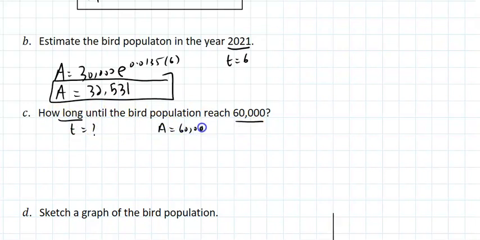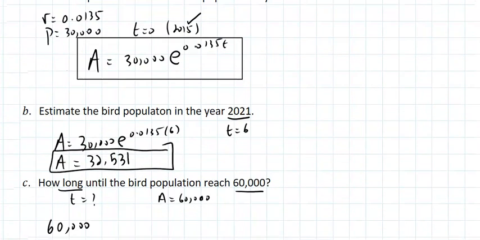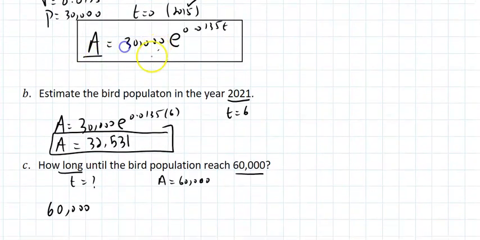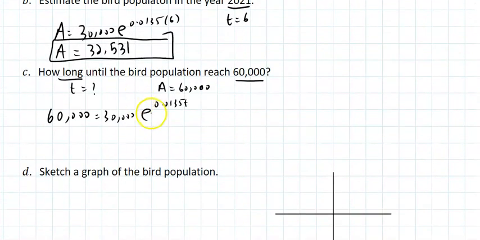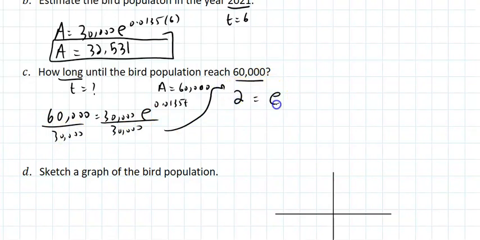Basically, they're looking for the doubling time. That's extremely important in applications. Replace A, again, the equation is right there. Replace this by 60,000 equals 30,000 e to the 0.0135t, and you're going to be doing the same thing for every problem. Isolate the exponential function by itself, divide by 30,000, and you'll notice that's going to be 2 equal e to the 0.0135t.